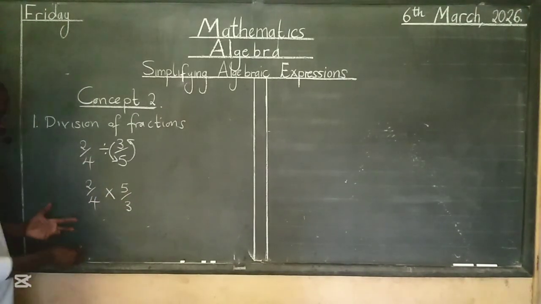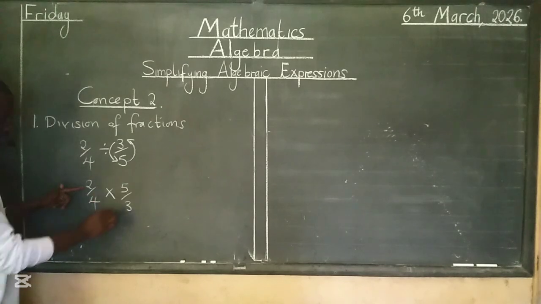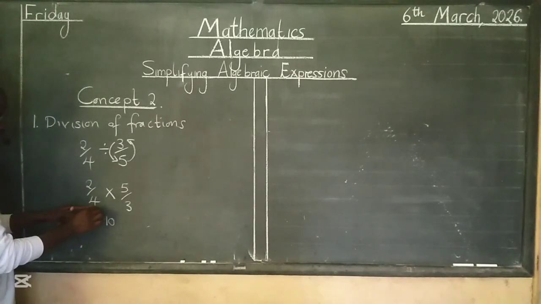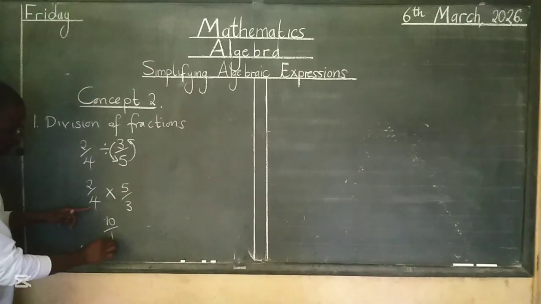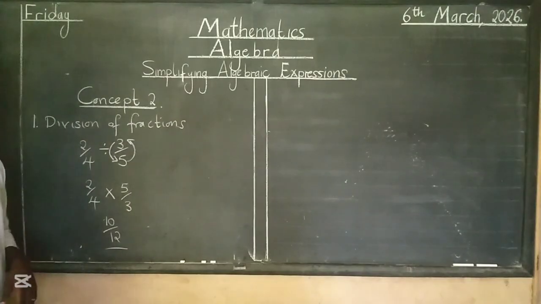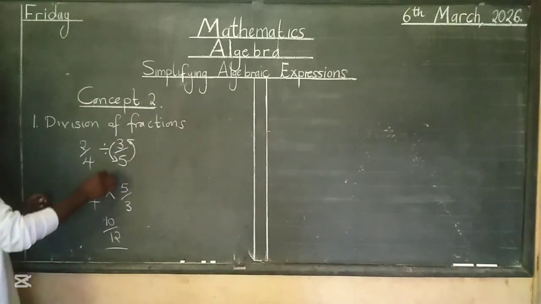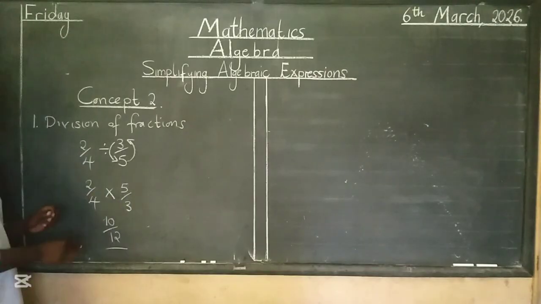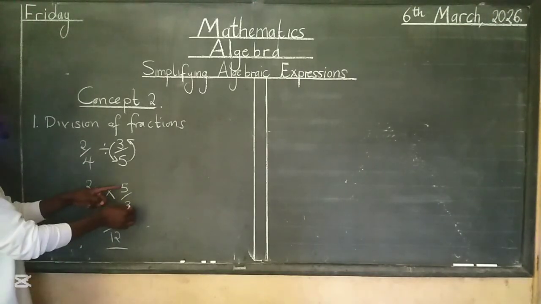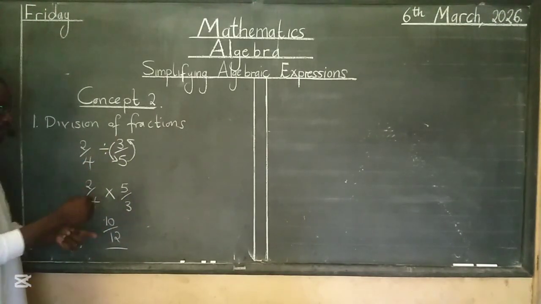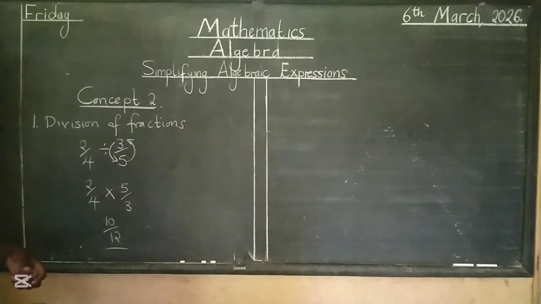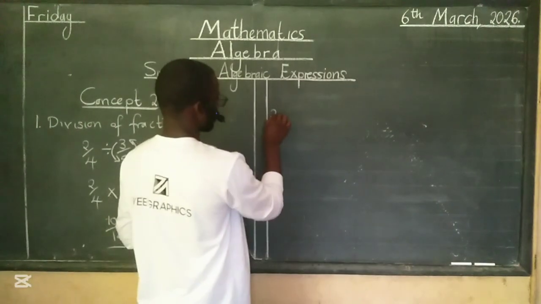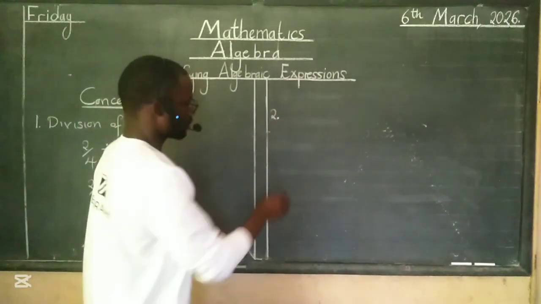And then you just multiply them. 2 times 5, 10. 4 times 3, 12. The part I am interested in is what happens here. This changes to the multiplication sign, then these two switch, or they reciprocate. Second principle I need you to understand is this.